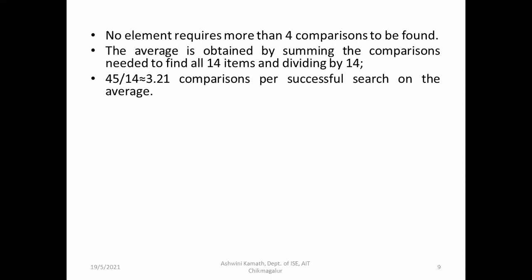I hope you are getting this. This is the average of all the successful search comparisons. When you add all those comparisons, you'll get 45. This is for successful search. 45 divided by 14 is approximately equal to 3.21 comparisons per successful search on the average.